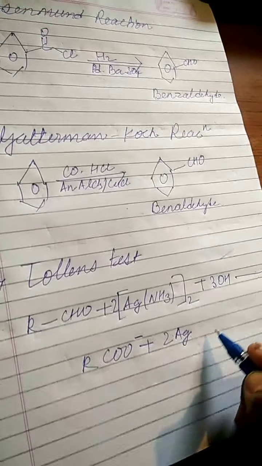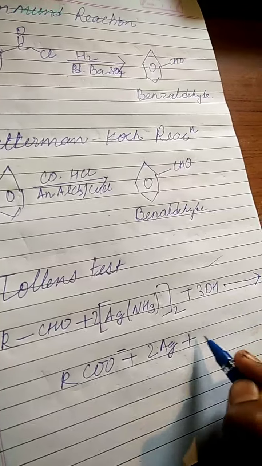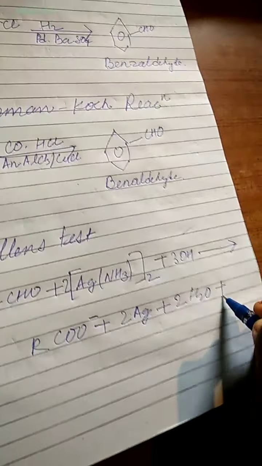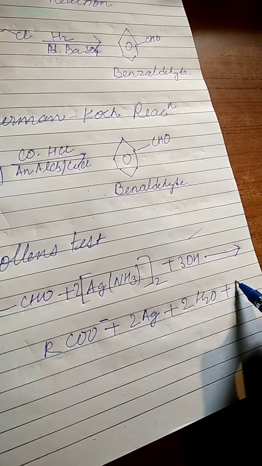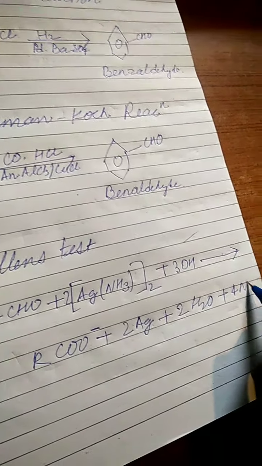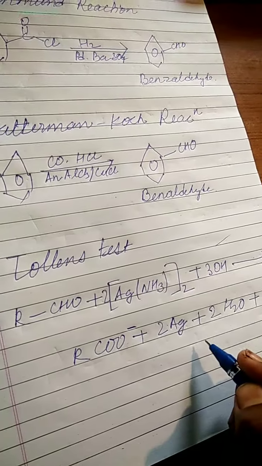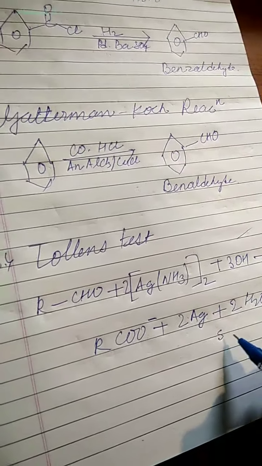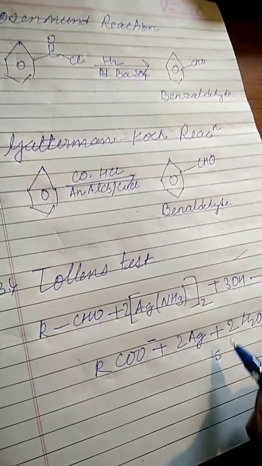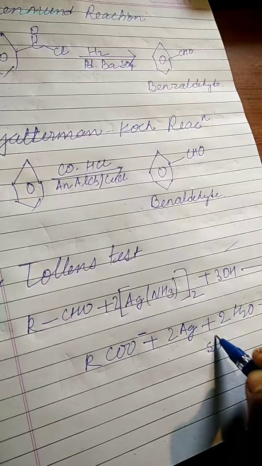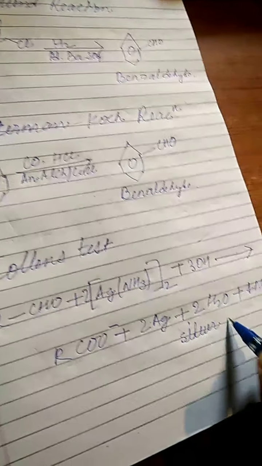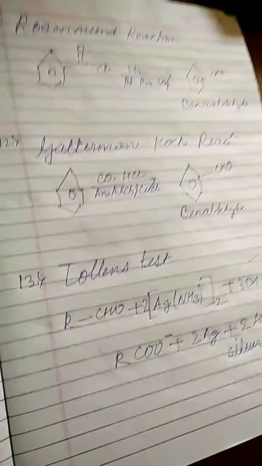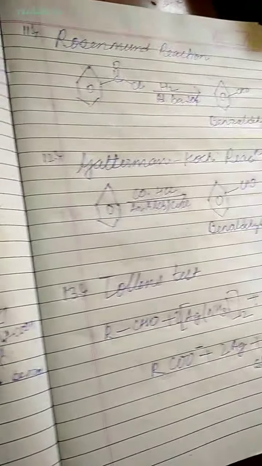We also call it the silver mirror test. Along with 2H2O, one more byproduct is there, which is 4 moles of NH3. We also know it by the name silver mirror test. So this is Tollens test.